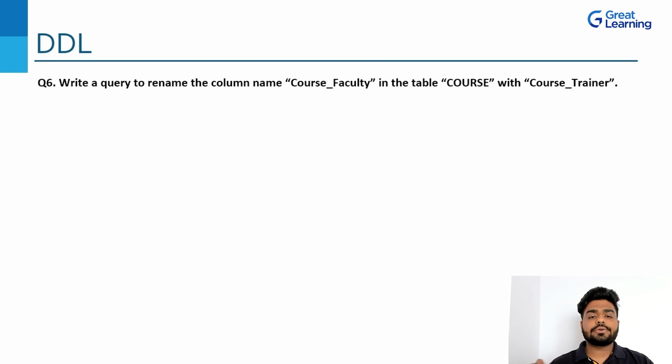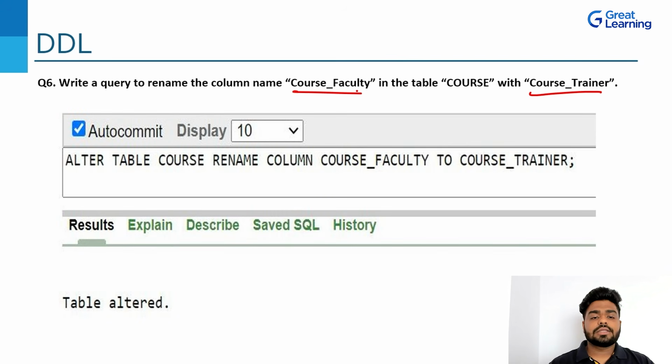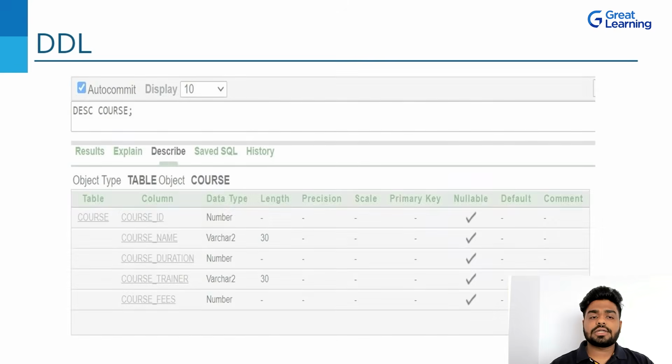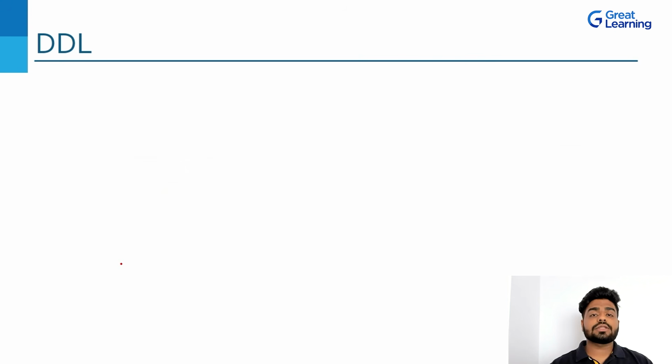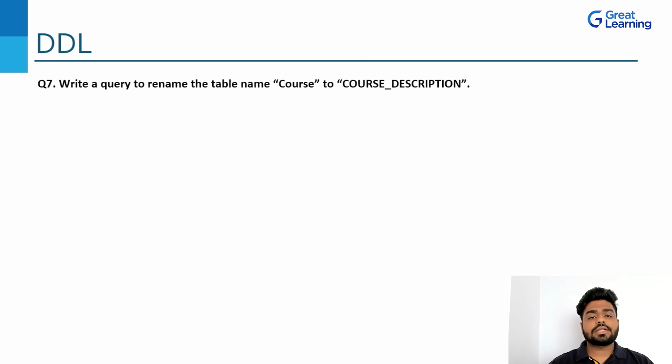Next one, write a query to rename the column name course faculty in the table course to course trainer. So I want to replace the name course faculty with course trainer. So ALTER TABLE course RENAME COLUMN course faculty, which is the old name, TO course trainer, right? The table is altered and you can see here that course faculty is now changed to course trainer, right? So this is what altering is.